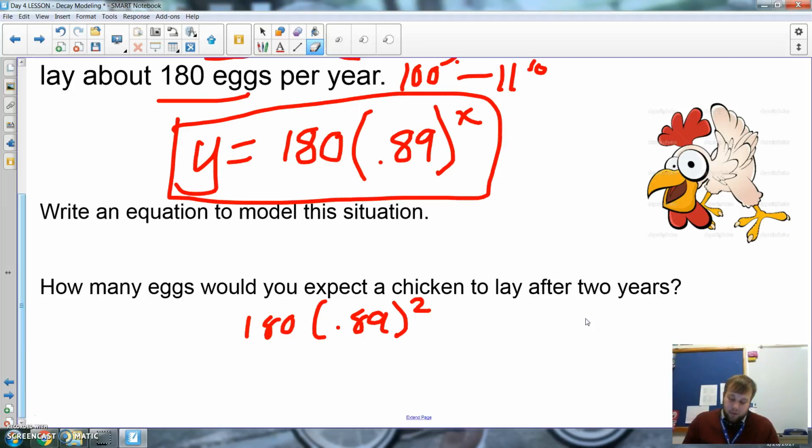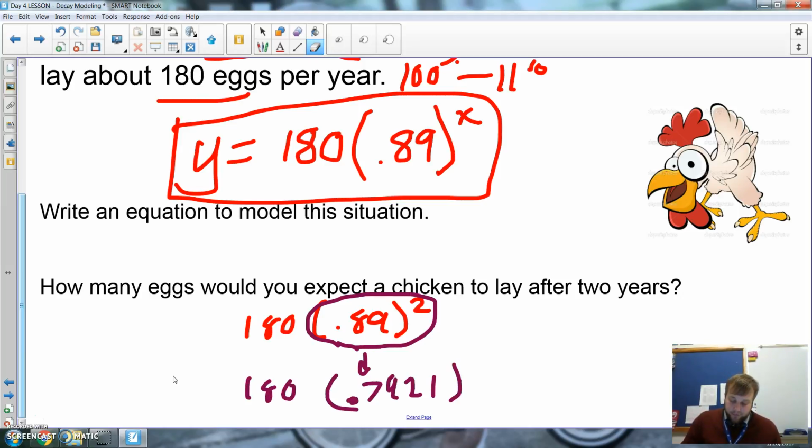All right. Oh, well, let's go burgundy. Remember, this goes head first. Figure it out in your calculator. You need practice. All right, and the answer is 0.7921. Multiply that then times the 180 from up top. And the answer is about 142.578 eggs.